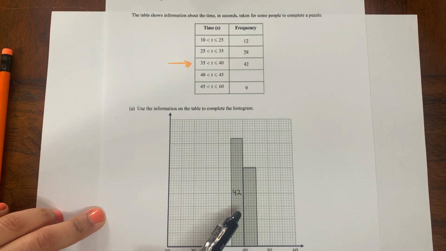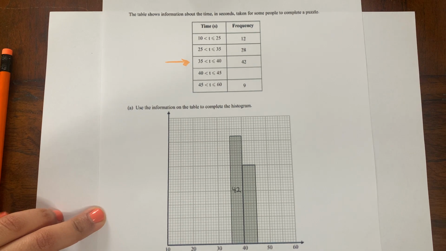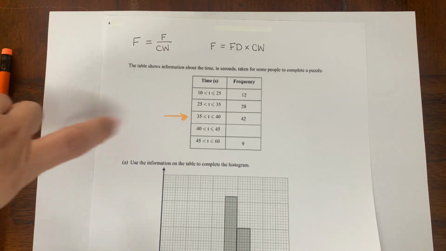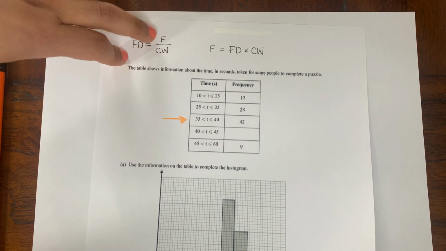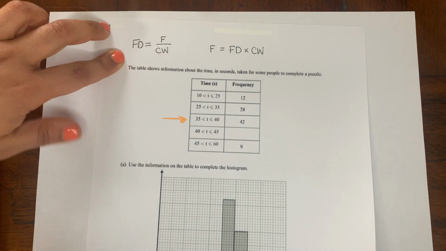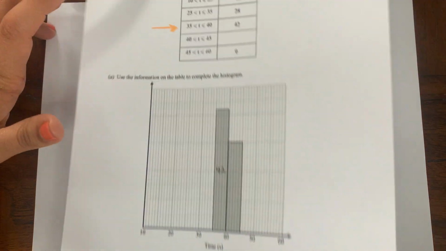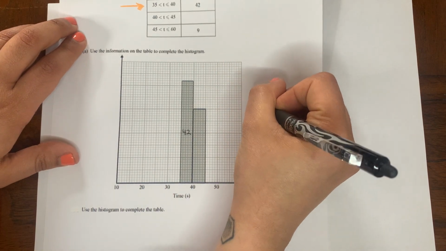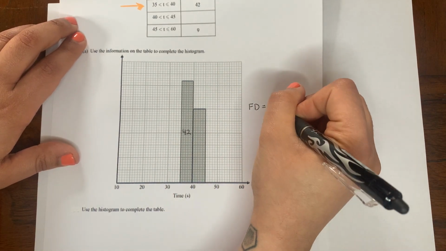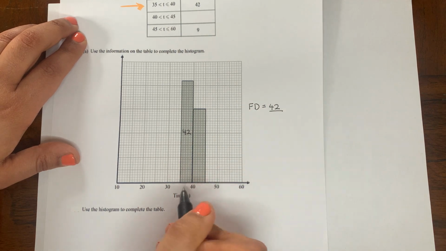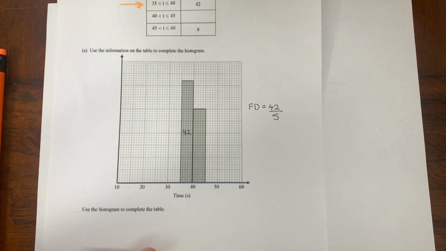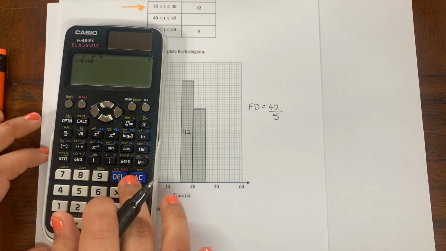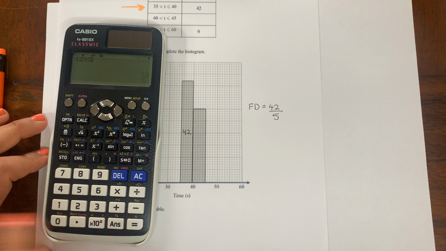And I also know that I can work out my frequency density using this formula up here, which I have incorrectly written out. So let me just rewrite that there. So frequency density is equal to frequency divided by class width. So that's exactly what I'm going to do to work out the frequency density of that first group. I'm just going to say frequency density is equal to the frequency, which is 42 in this case, divided by the class width, which is just the width of the bars, and that is 5 because it's going from 35 to 40. And again, you can do this in your head, but if you've got the calculator, you might as well use it.